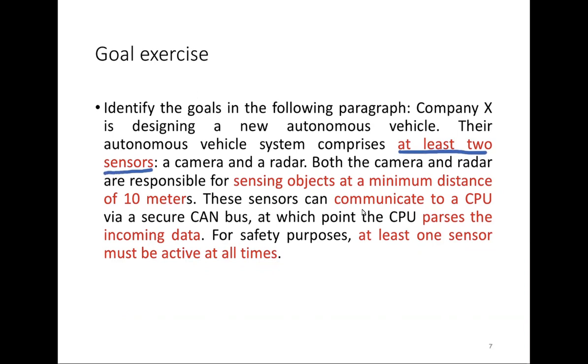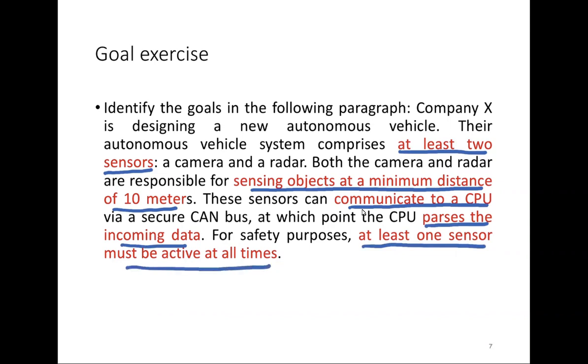Also, one of the concerns, which we'll translate later into a goal, is we need to sense objects with a minimum distance of 10 meters. So that's another goal. Also, we would like the sensors to communicate not with any component, they have to communicate with the CPU. That's another goal. We would like the CPU to parse the incoming data. This is another goal. And finally, one of the quantitative goals is at least one sensor must be active at all times. This is also another goal.